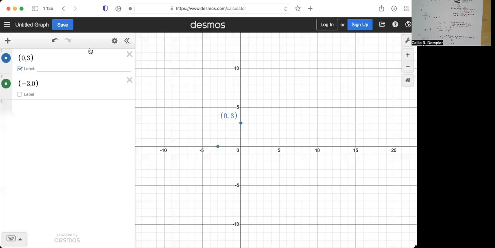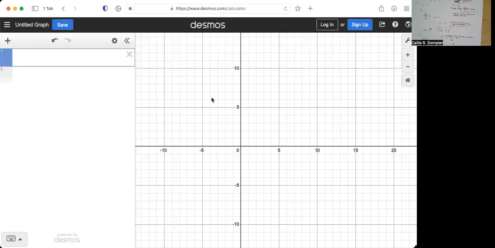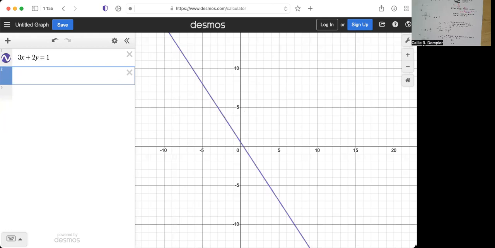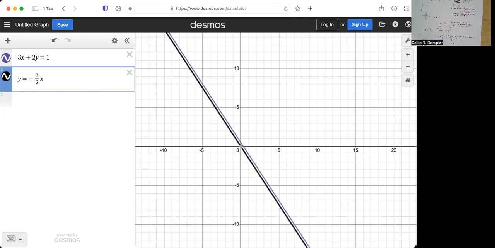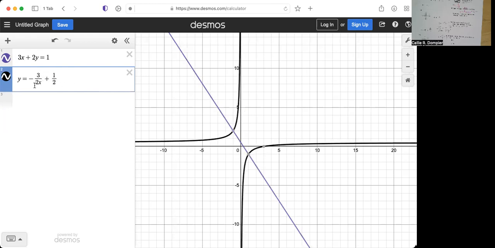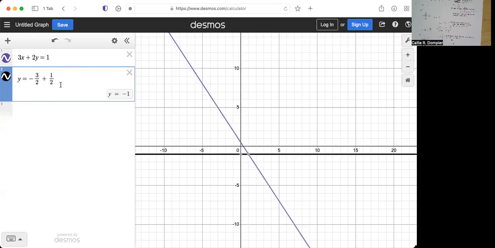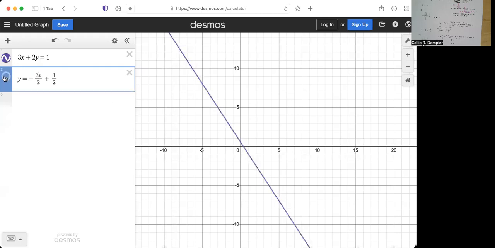If I want to go and graph this in Desmos, what I can do is type in 3x plus 2y equals 1. I can also type in what I found, y equals negative 3/2 x plus 1/2. You see how that line is the same? It would not be the same if your x was down here. Okay, it's a different thing. Make sure your x is up here with the 3 or off to the side. But those are the same line, all right? And so we know the slope is -3/2.